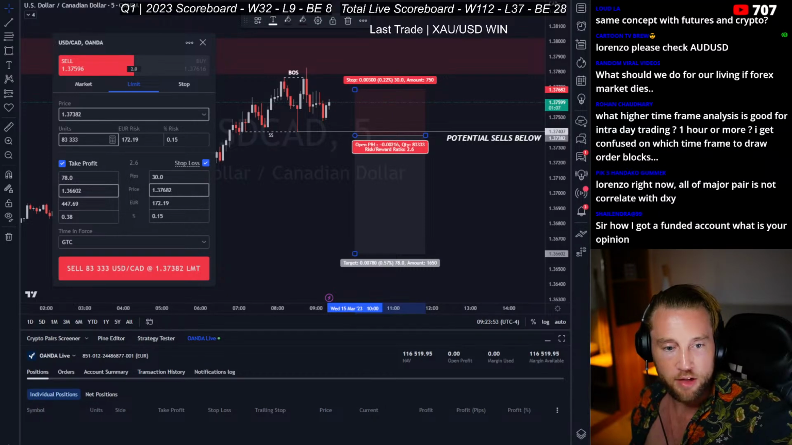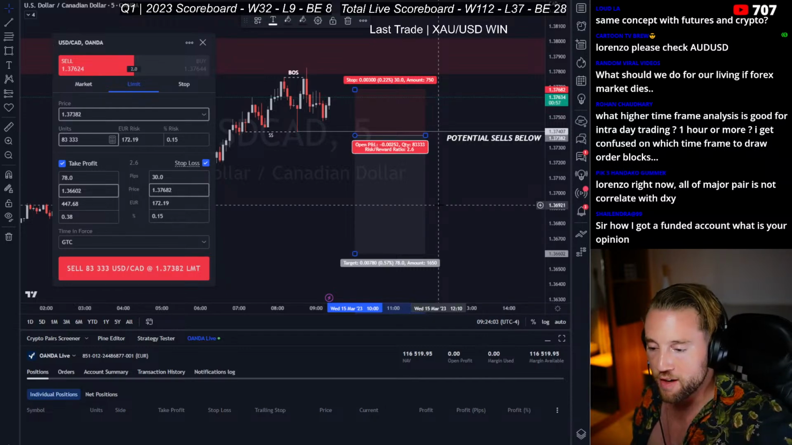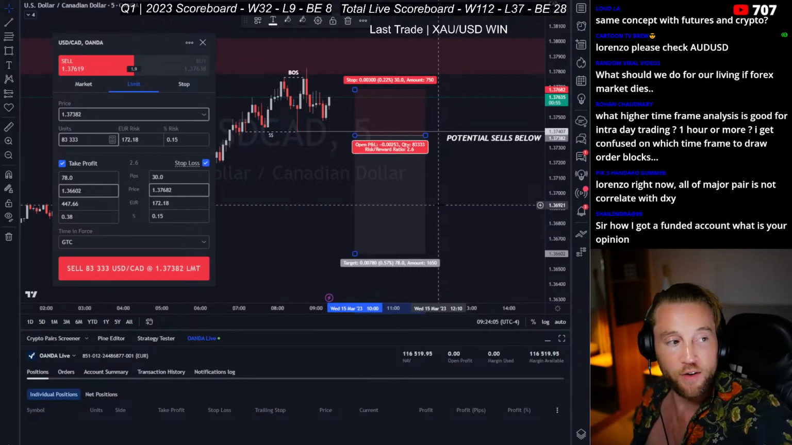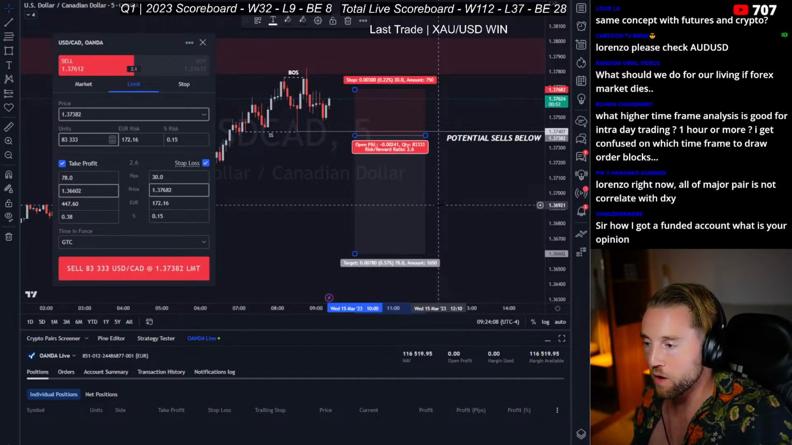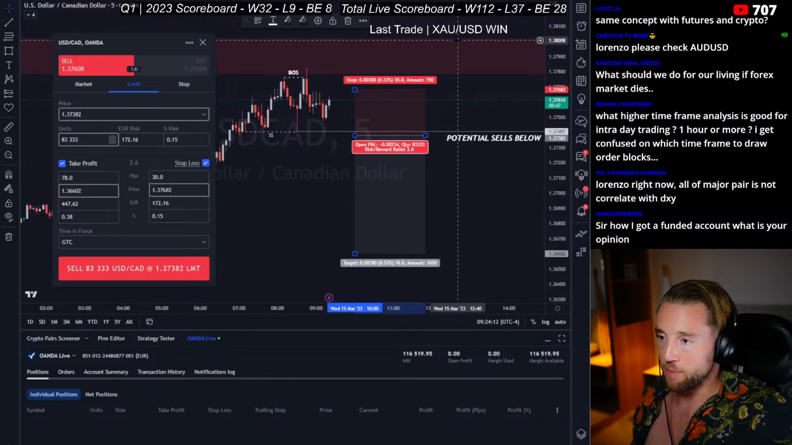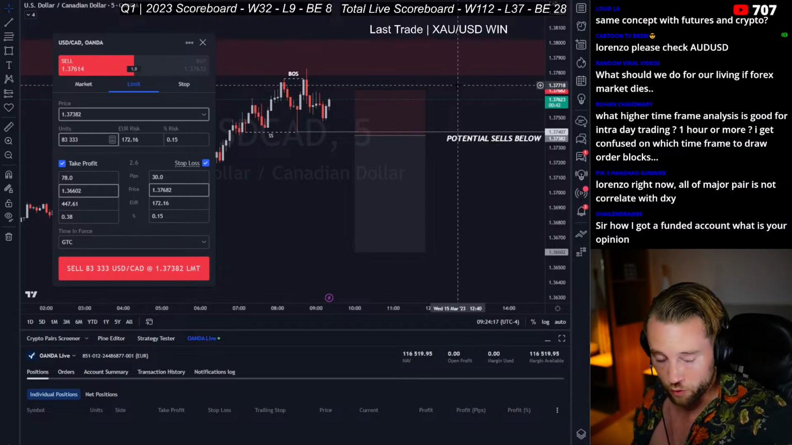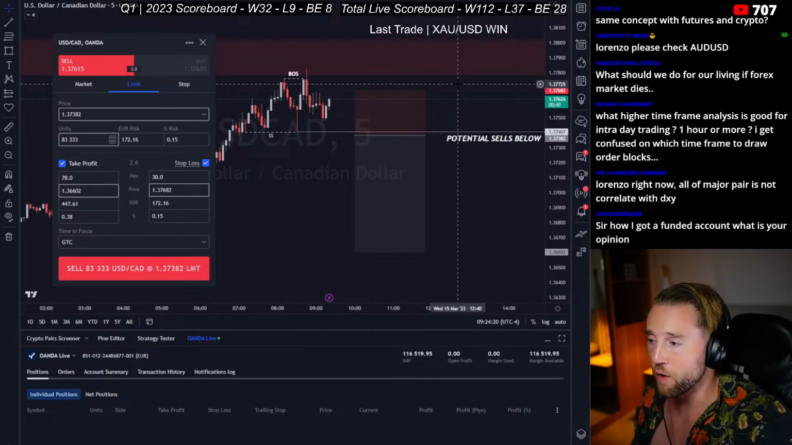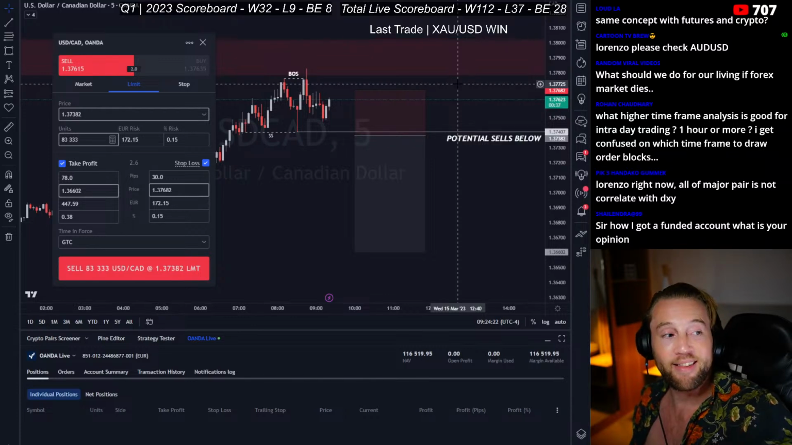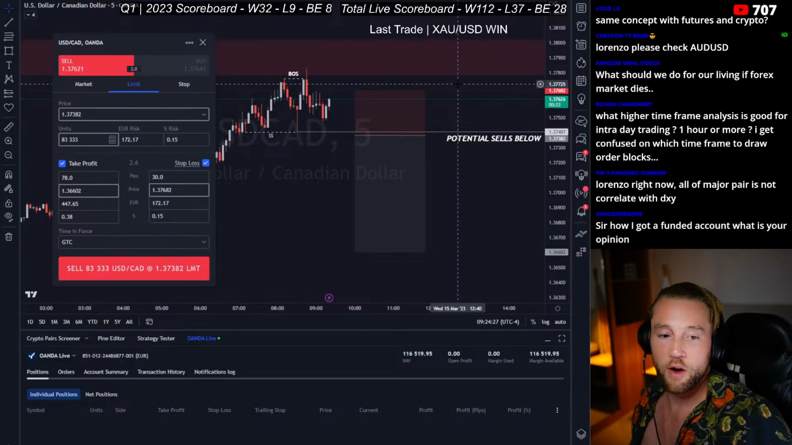What higher time frame analysis is good for intraday trading? One hour or more. I get confused on which time frame to draw order blocks from. It depends on the candle. Don't try to look at specific time frames at all. Look at candle structures, all right? Candle structures are giving you the time frames that you need to see. If you look, for example, at the 3 hour, maybe it's not the candle structure you're looking for. Maybe it's the 4 hour, the 5 hour, or even the 6 hour. Maybe that's the candle structure you're looking for. And then you can scale it down.